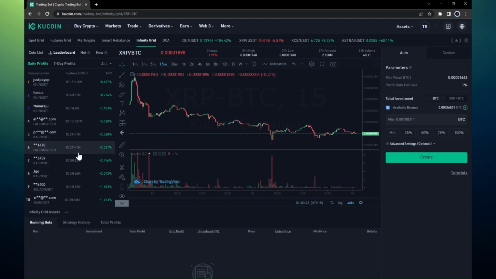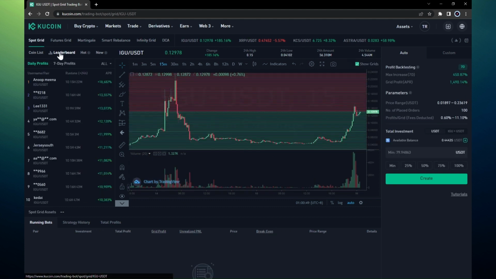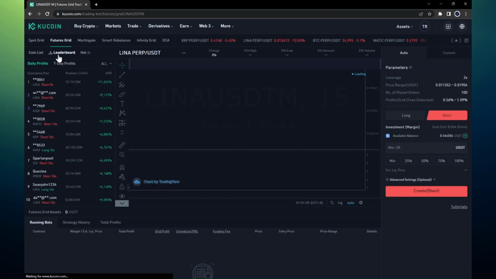So this particular strategy ran for 4 days. It performed fairly well, but we don't know what will happen next week, either to this particular pair, or to the market, or to the price. So you cannot expect to have consistent profit running these particular strategies. Same with the spot grid. If you look at the leaderboard, some very recent setups appear to produce great results, but next week the price could be completely flat, and similar with the futures and so on.